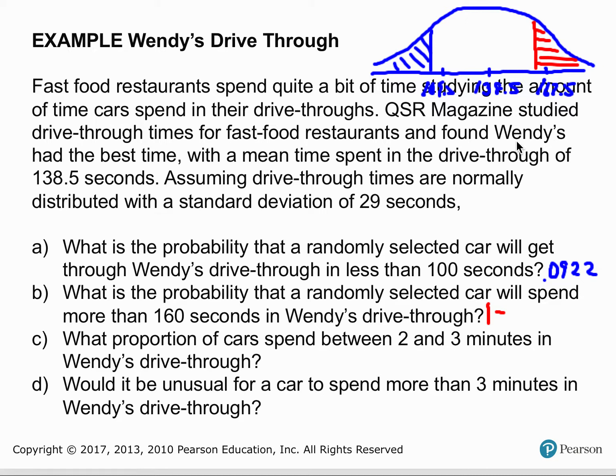So I can just hit second enter. And this time I'm still going from 0 but to 160. So I get 0.7708. But remember, that's this area. So 1 minus that is 0.2292.